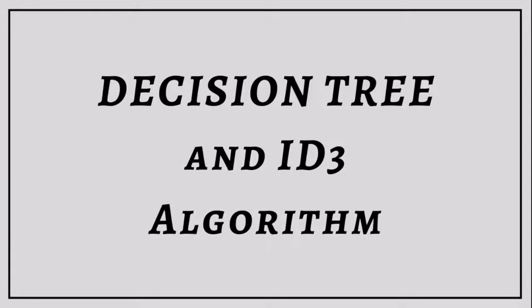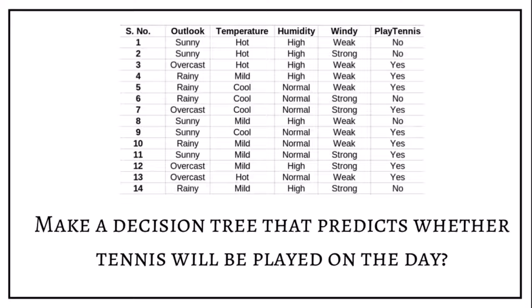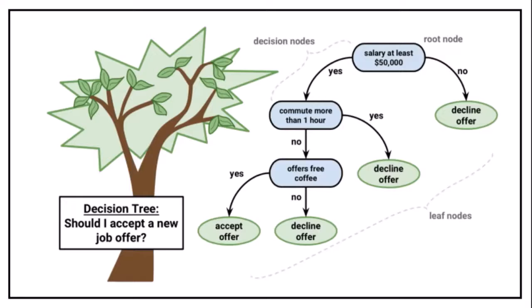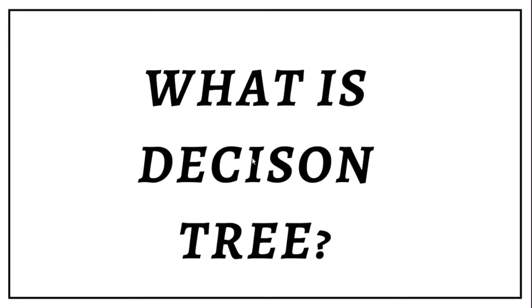The concept of the ID3 algorithm, by solving a very simple problem. Well, how does a decision tree look? If I have to form a decision tree for should I accept a new job offer, then it looks like this. Here we can see the logic and how it is making the decision, and it is very simple and clear. But what is a decision tree?